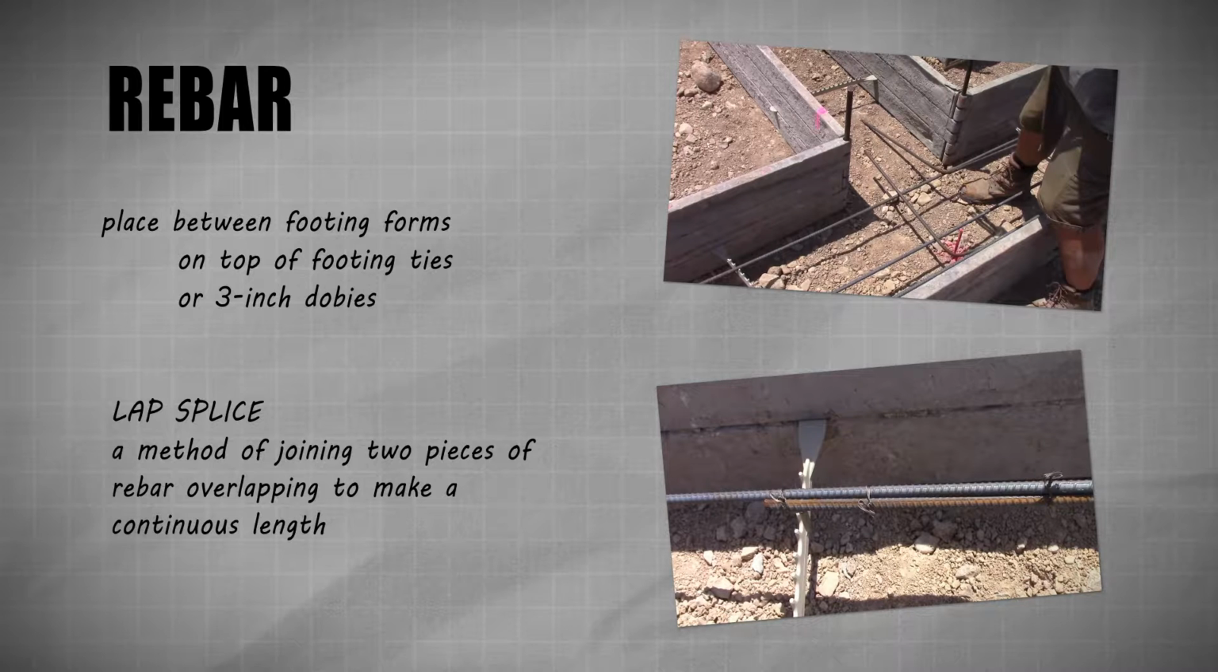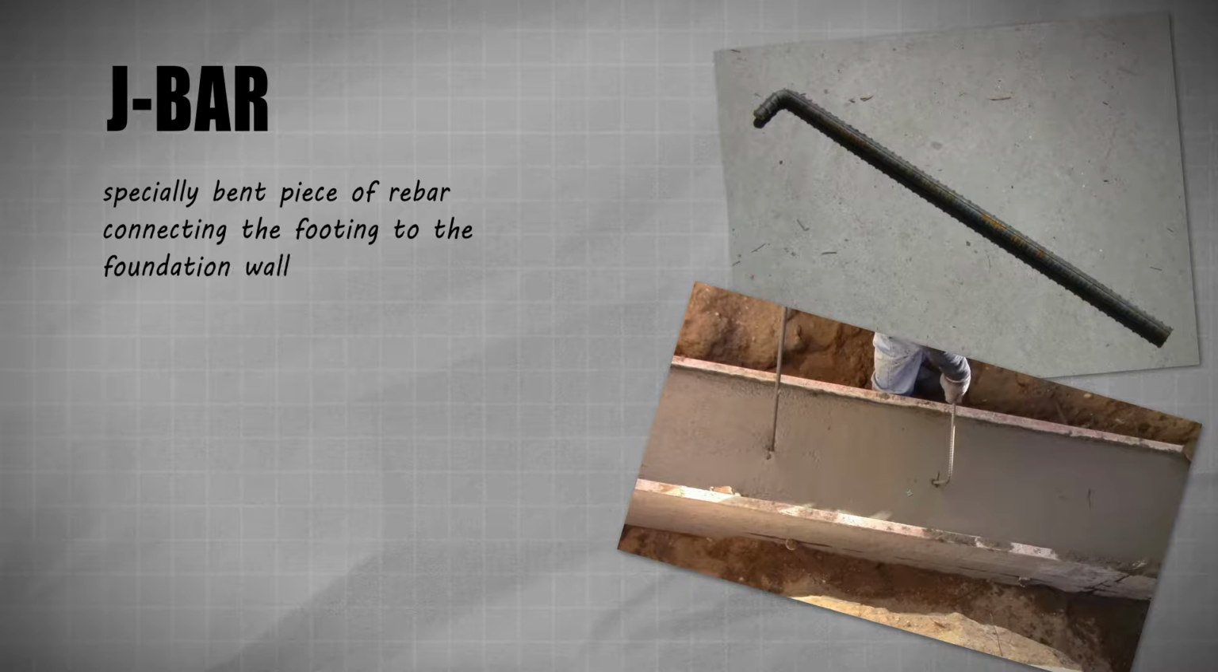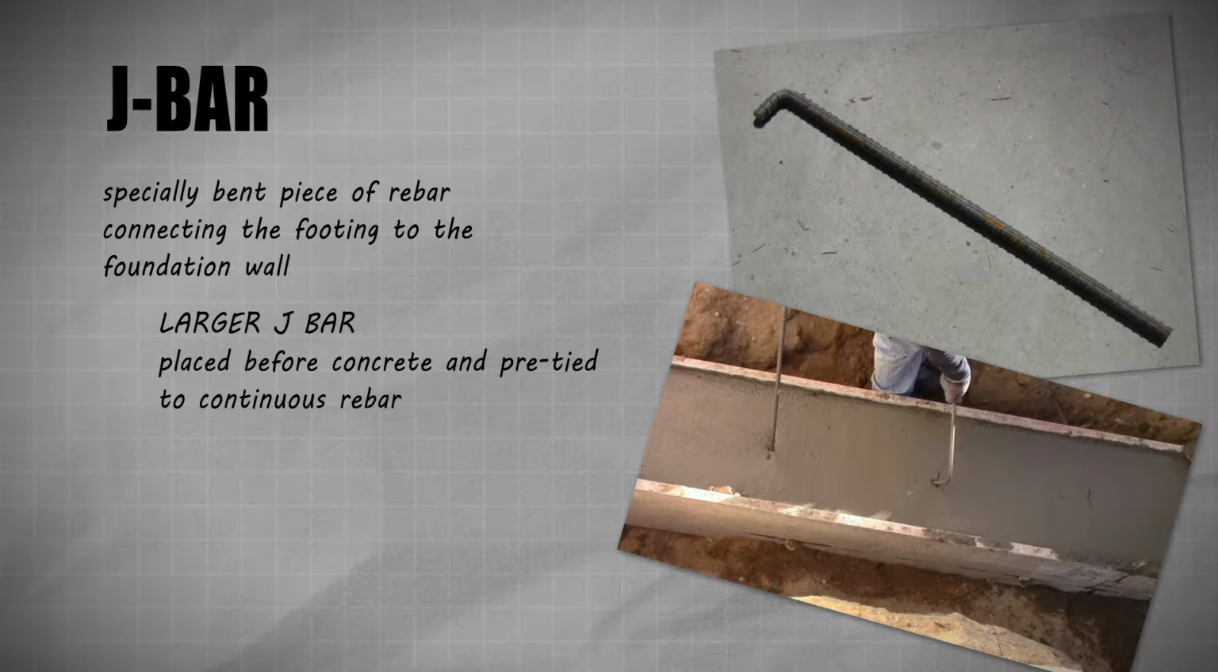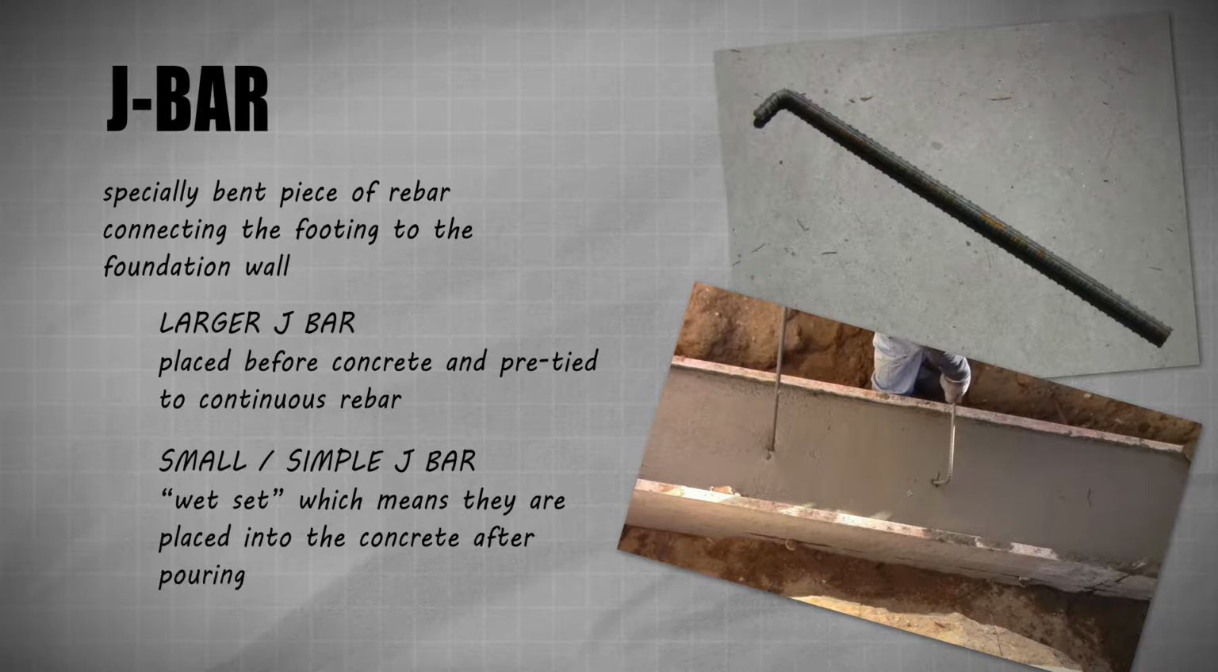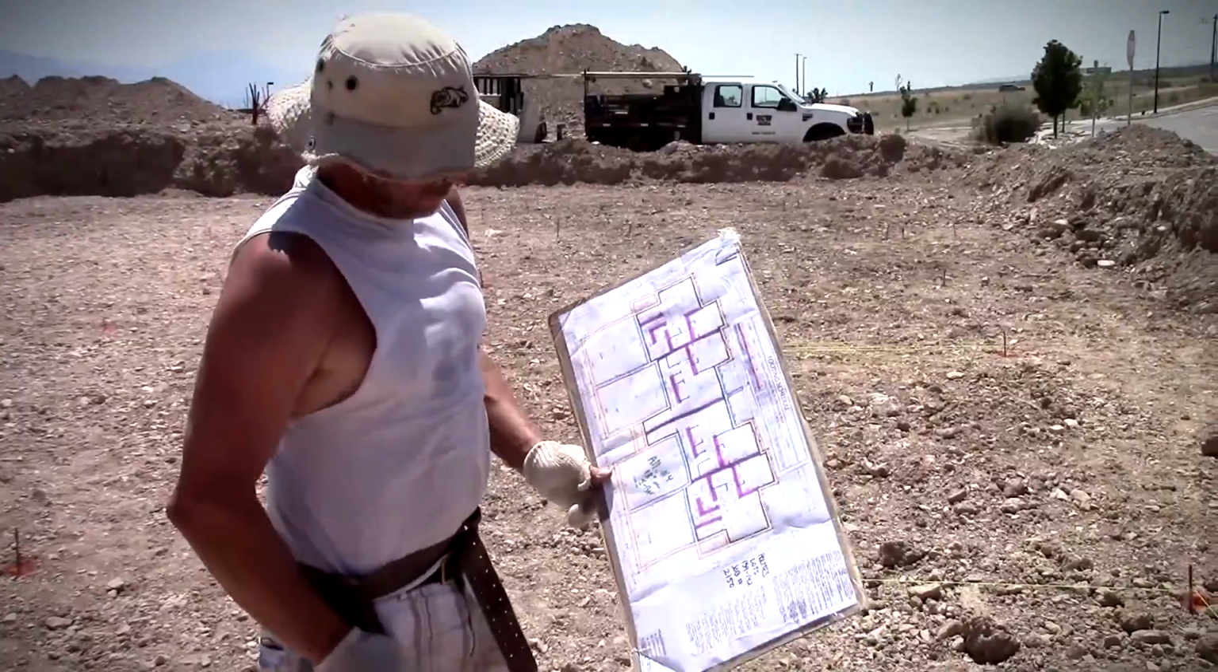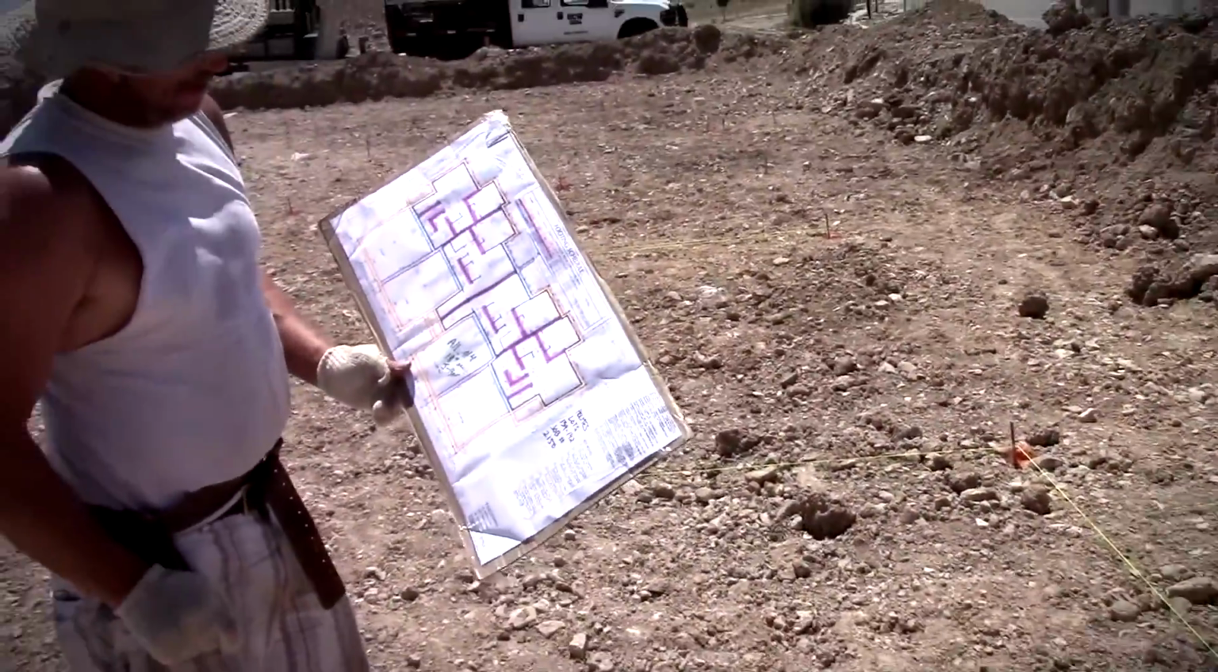A lap splice joint is a method of joining two pieces of rebar overlapping to make a continuous length. J-bar is a specially bent piece of rebar designed to connect the footing and the foundation wall. J-bar has special rules for placement depending on the size of the bar. Larger J-bar are placed before pouring concrete and are pre-tied to continuous rebar. Small and simple J-bar are wet set, which means they are placed into the concrete and floated after it is poured. The number of rows and the size of rebar will always be indicated on the footing board. Ask your crew leader if you have any questions.